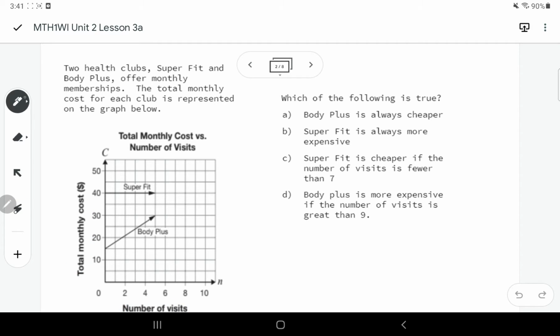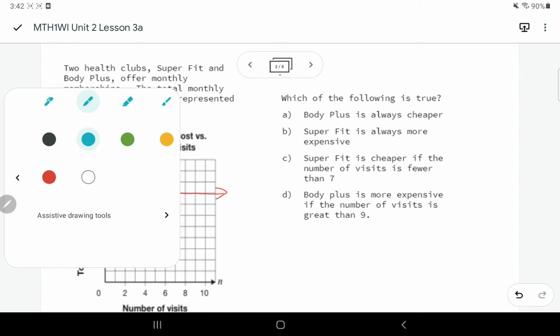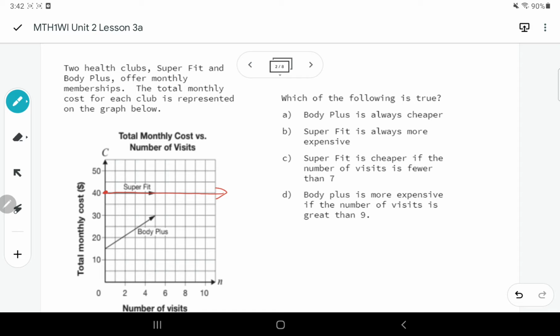So if I'm looking at the first line, this Superfit, it starts at 40 and it just goes straight across. So to me, that looks like they just charge you $40 a month no matter what. These are pretty good deals on a gym. And Body Plus, they start much lower. They start only charging $15, see, halfway between the 10 and the 20. But then based on how often you go to the gym, they're going to charge you more money. That's going up and up and up like that.